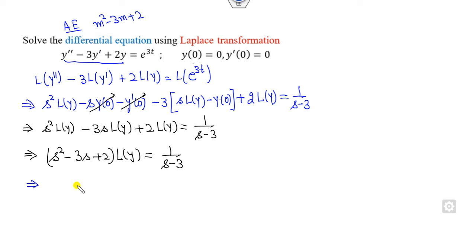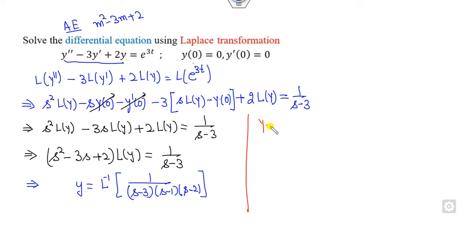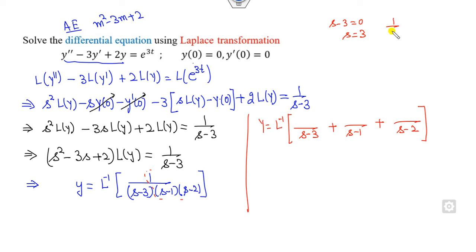So y will be L inverse of 1 over s minus 3 times s squared minus 3s plus 2. I can factorize it. The factors are s minus 1 and s minus 2. Now how can you find the inverse of this? I can use partial fractions. So I can write it as factors s minus 3, s minus 1, and s minus 2. If I substitute s minus 3 as 0, s will be 3. So I substitute s is 3 here: 1 over 3 minus 1 times 3 minus 2, which is 1 over 2, so it's a half. What about s is equal to 1? I substitute 1 everywhere, and this is 1 over minus 2 times minus 1, so it's plus half. When I take s is equal to 2, it is minus 1 times 1, so it's minus 1.